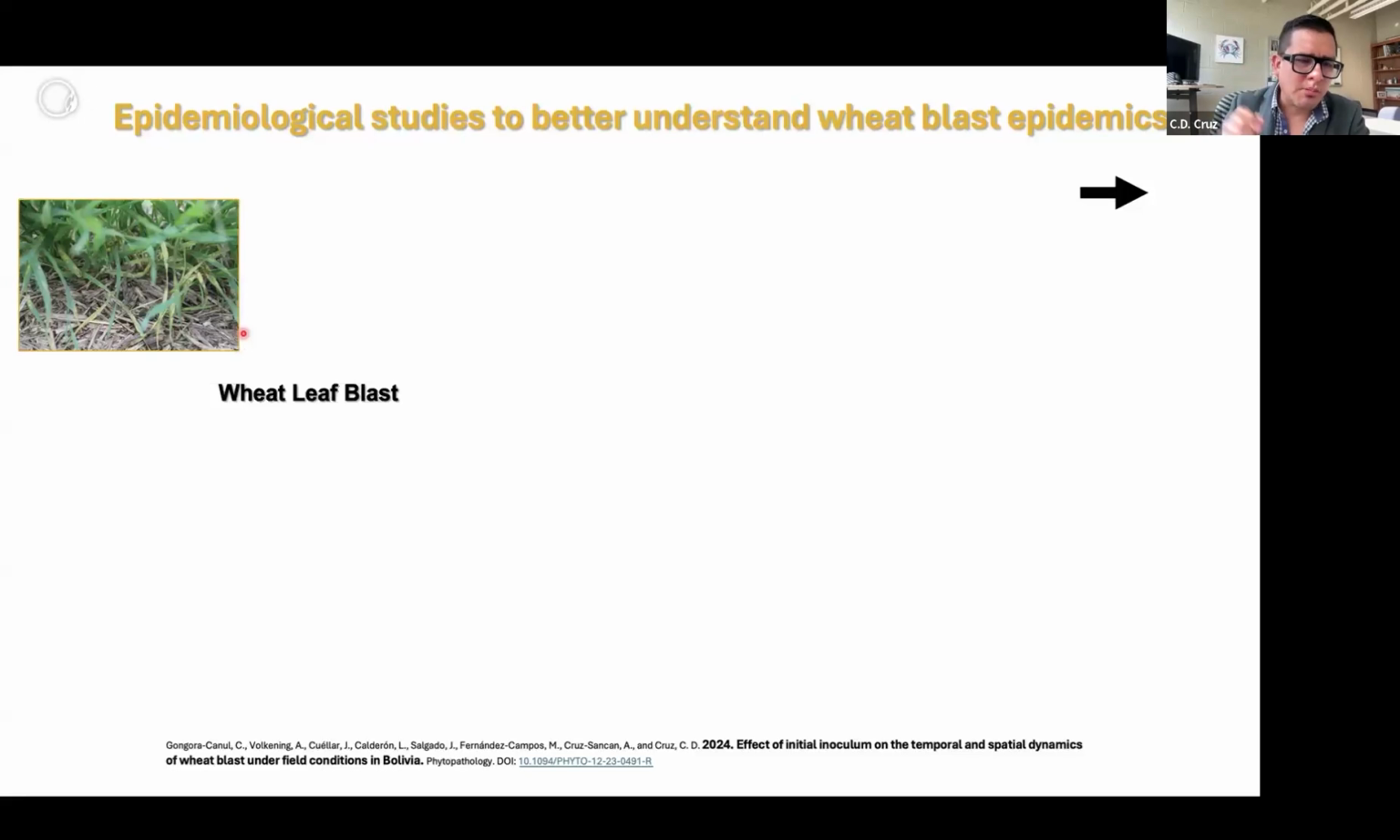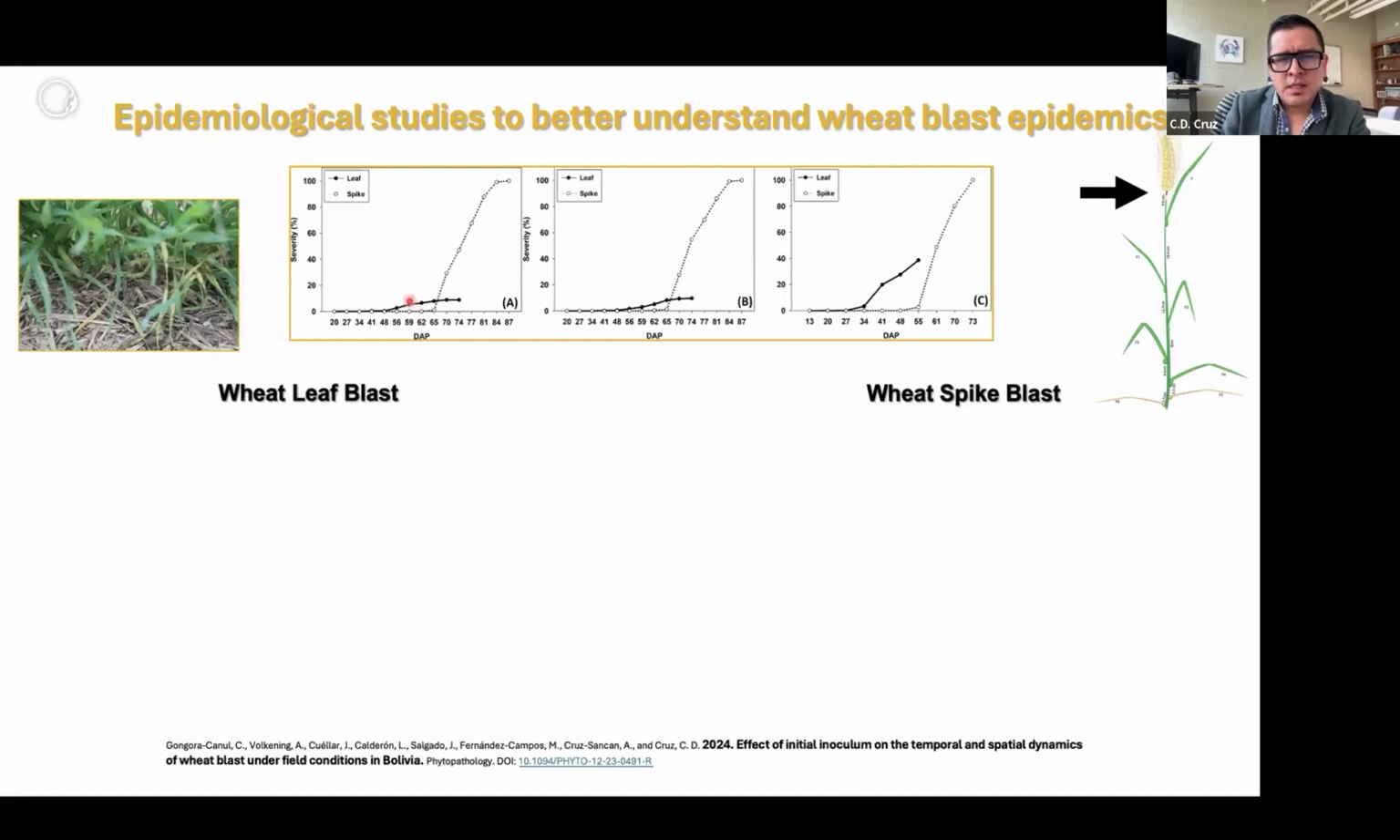I'll show you one example here from this publication. When we started working with wheat blast, the status quo was that it was mainly a disease of spikes. Even though we had that understanding, we decided to start quantifying disease early on, also including the leaf. What we found here was that leaf development is pretty much inconspicuous compared to spike blast development.